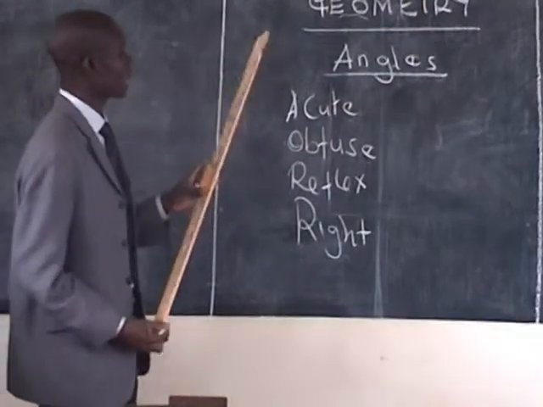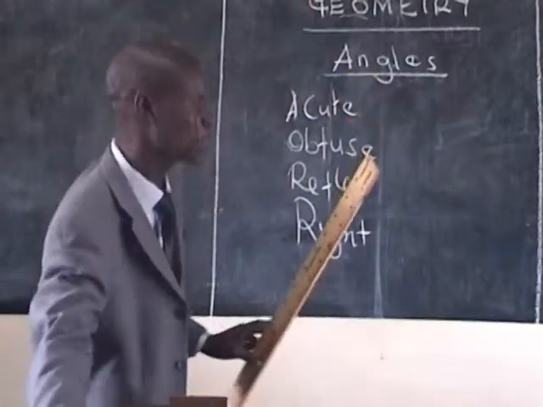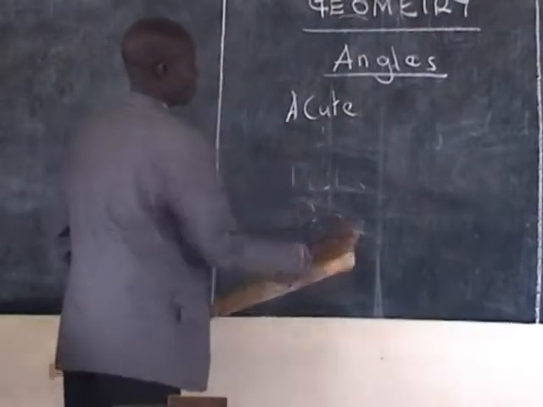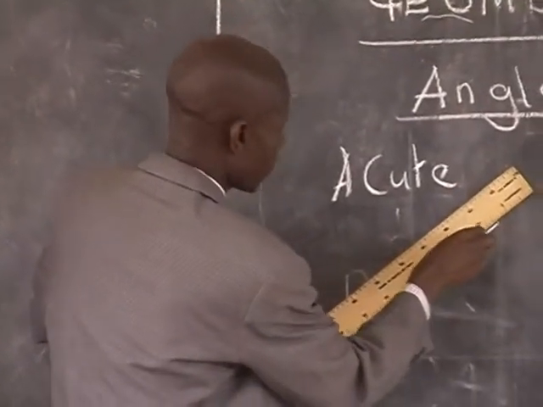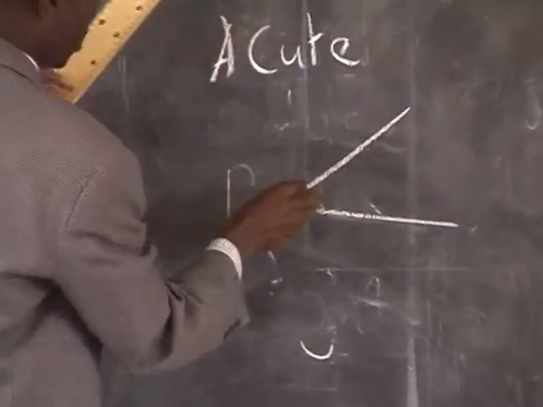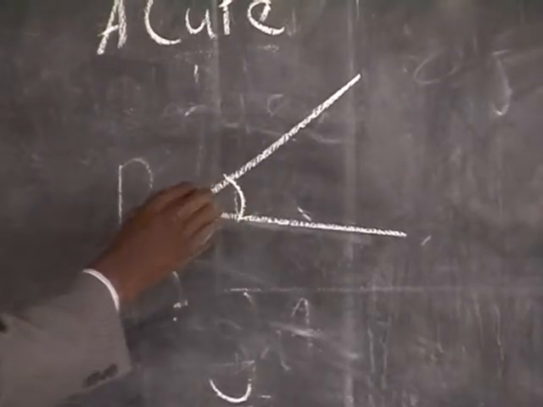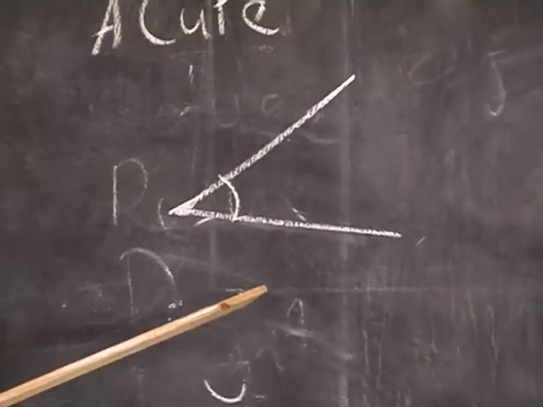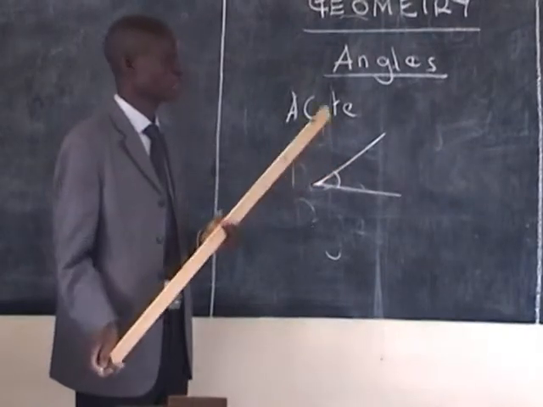So, if you want to draw an acute angle, it will be drawn in this order. So what I've just drawn on the board is to remind us of an acute angle. As you can see, this angle is less than 90 degrees. Now, how do you know that the angle is less than 90 degrees?